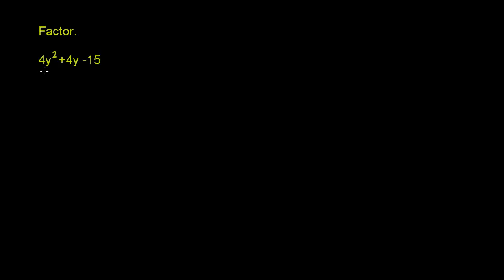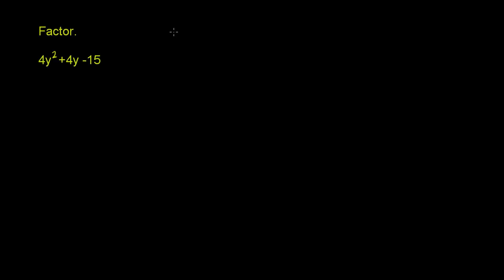We're asked to factor 4y squared plus 4y minus 15. And whenever you have an expression like this, where you have a non-1 coefficient on the y squared, or on the second degree term, it could have been an x squared, the best way to do this is by grouping. And to factor by grouping, we need to look for two numbers whose product is equal to 4 times negative 15.